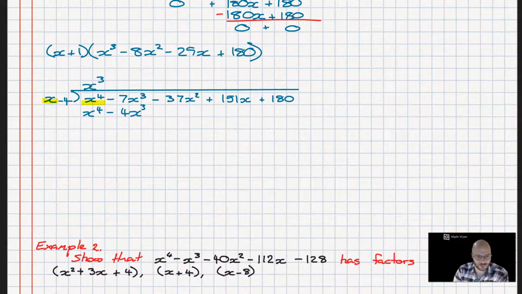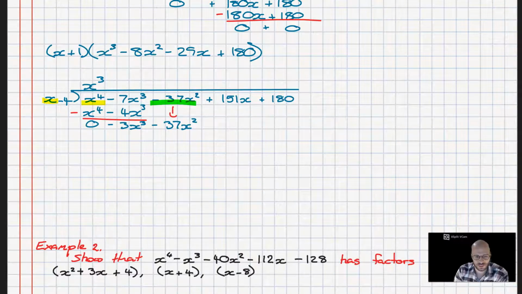Now we're going to go for some subtraction. That's going to come out as 0. And then minus 7x cubed minus negative 4x squared. That's going to be minus 3x cubed. Going across, getting the next term, bringing it downstairs. We're going to get minus 37x squared.